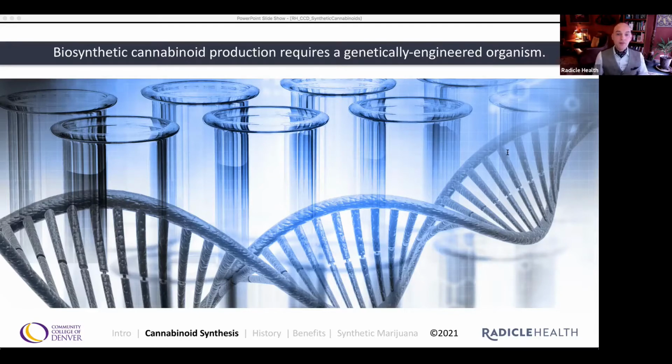In this field of research, the engineering and modification of biological organisms and systems and processes is called synthetic biology, and this field is changing the manner in which commercial compounds are produced, not only cannabinoids, but also pharmaceuticals and other consumables and industrial items, and also wellness products.